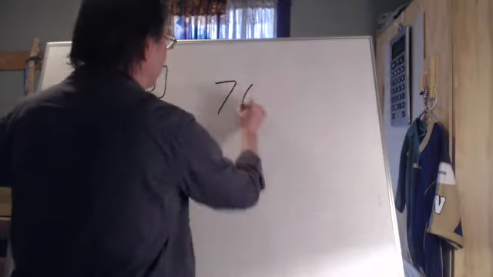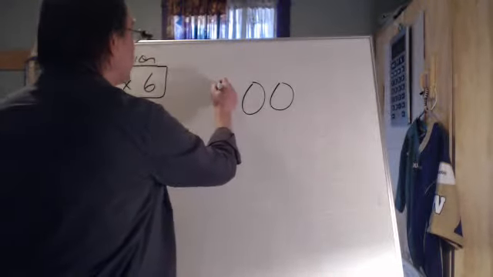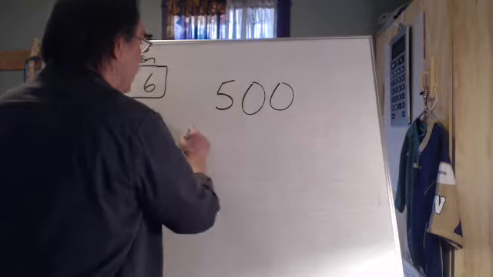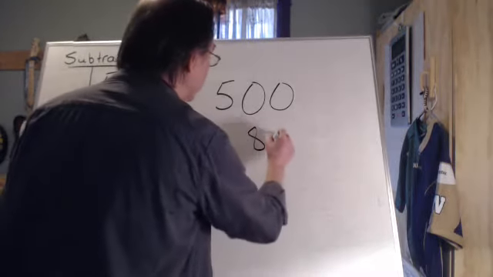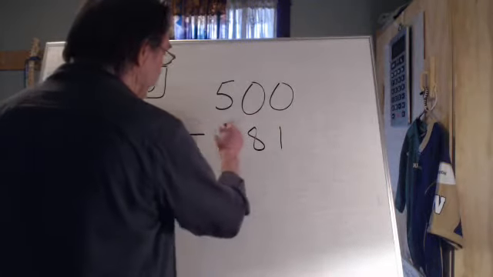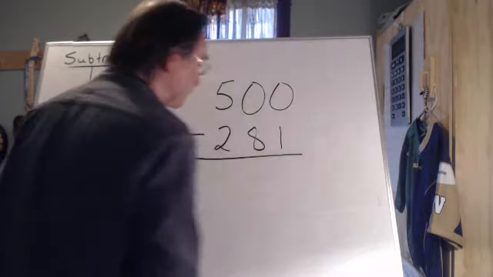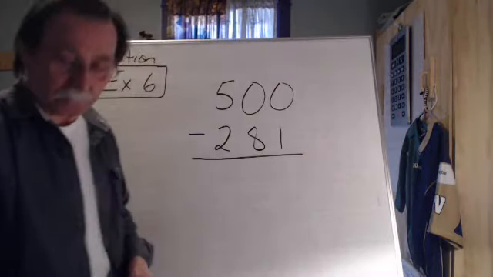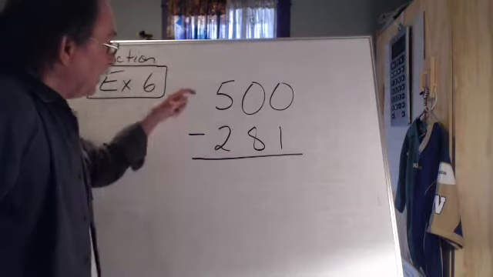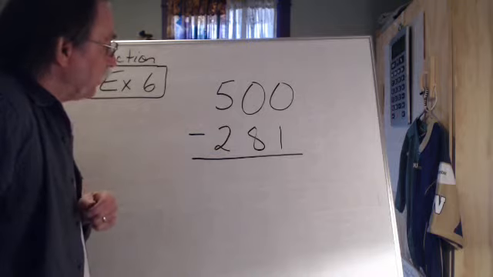We have 700. Now, was that 700 or 500? I'm sorry, it's supposed to be 500. Minus 81. And I'm going to change things up a little bit and put 281. So 500 subtract 281.